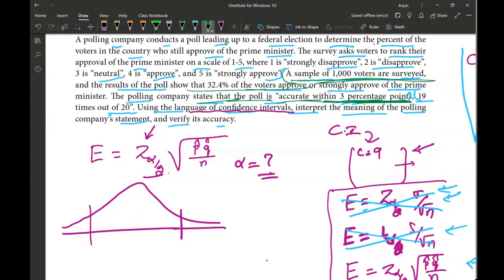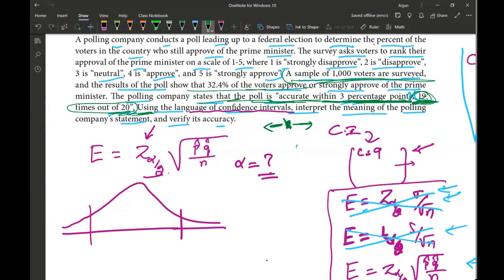So you can be either 3% on the left hand side or 3% on the right hand side of the actual value. That's what it is saying, with 19 times out of 20 points, 19 times out of 20. So that is confidence interval. Okay, poll is accurate within 3 percentage points, 19 times out of 20.